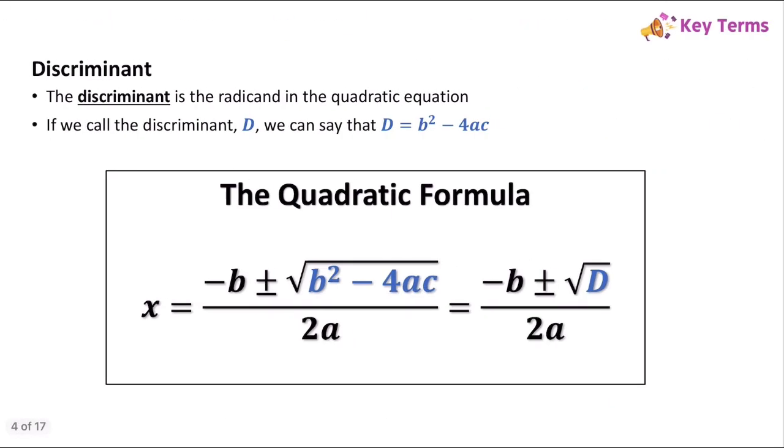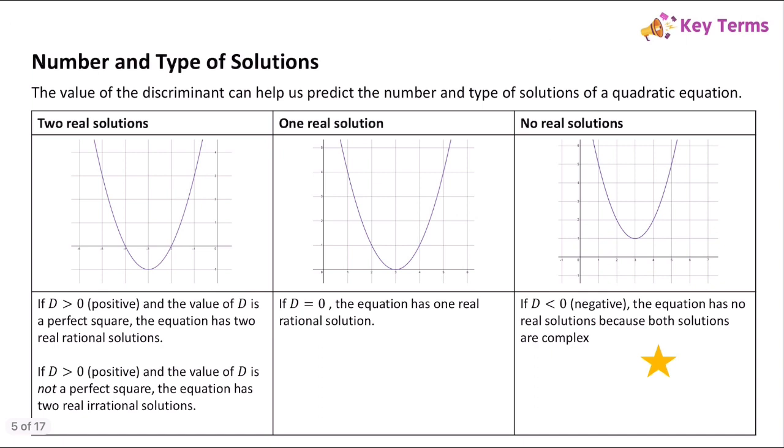We do this by calculating the discriminant. The discriminant is equal to the value that's under the square root, so we have b squared minus 4ac, which is equal to the discriminant that we're calling d. Remember, if we have a d that is less than 0, a negative value, the equation will have no real solutions because both solutions will be complex. That is the situation we're going to be talking about in this video.